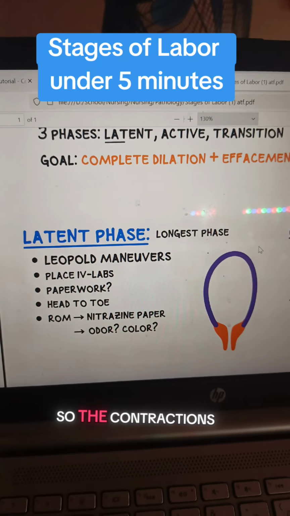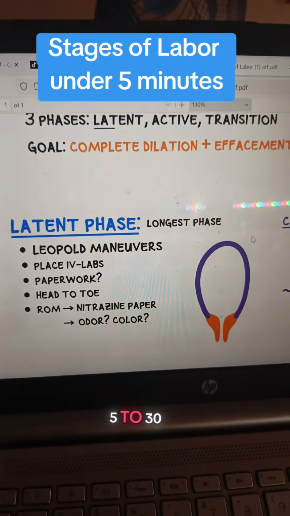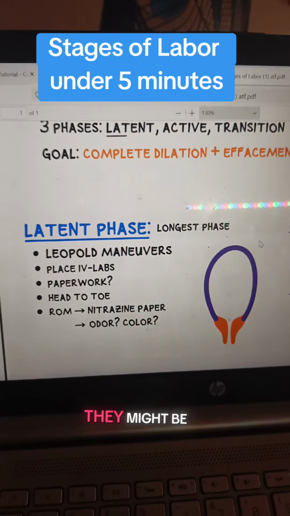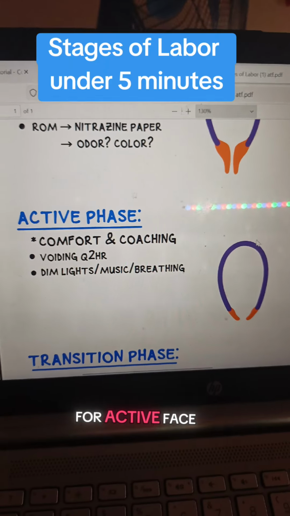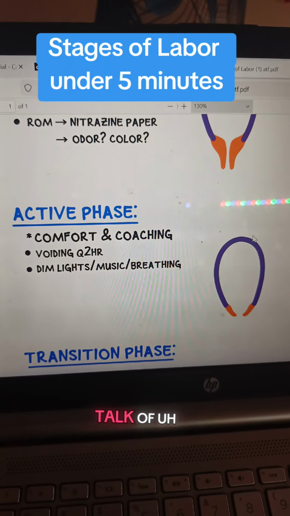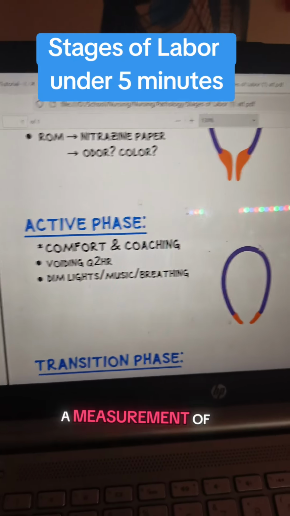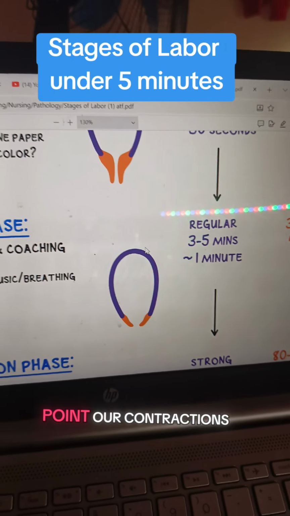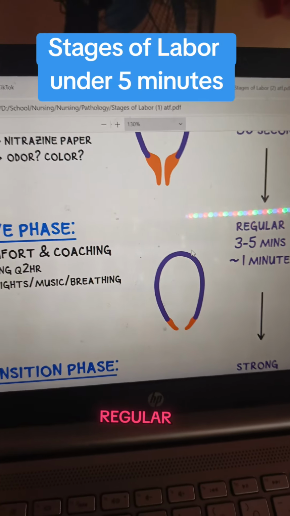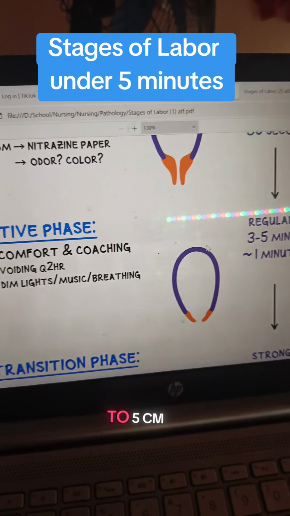So the contractions always last for 30 seconds, 5 to 30 minutes apart, and they might be irregular. So don't forget that. For the active phase, we mainly talk of dilatation from 4 to 7 centimeters, effacement of 30 to 80%. And at this point, our contractions start to be regular, lasting for at least 1 minute, 3 to 5 minutes apart.